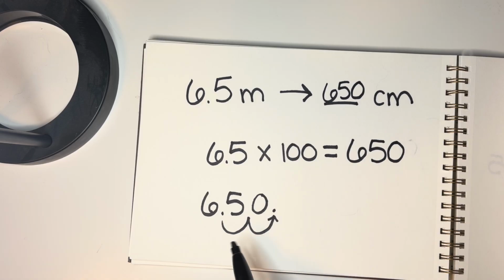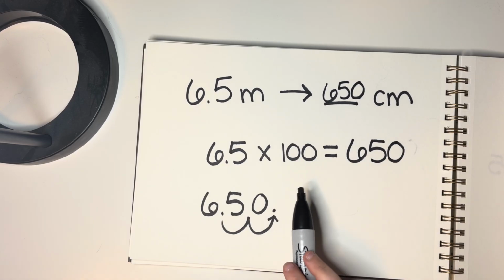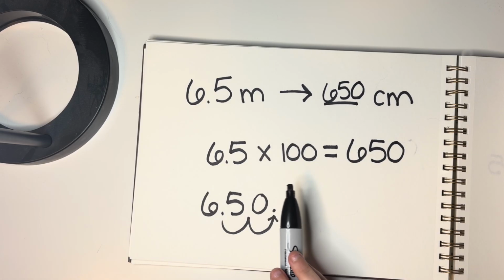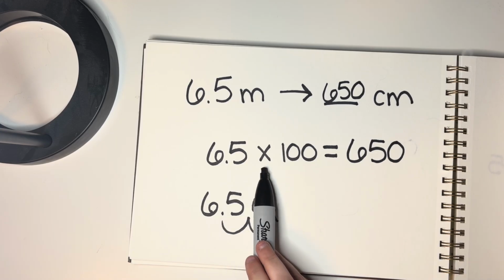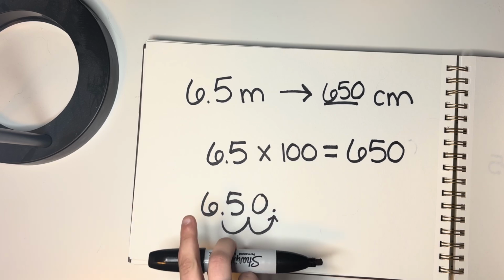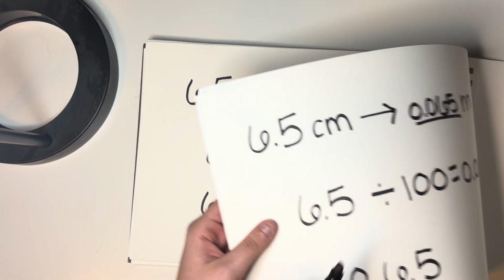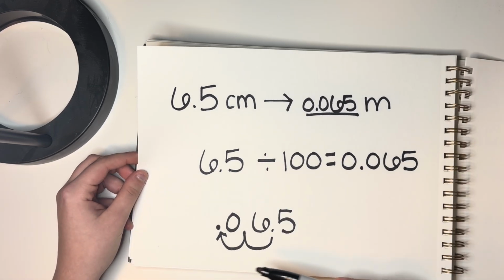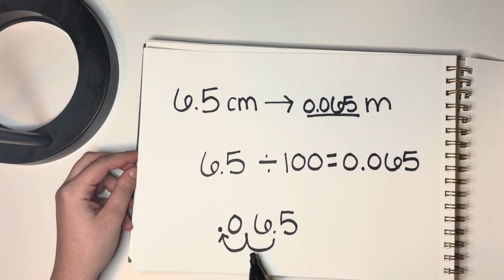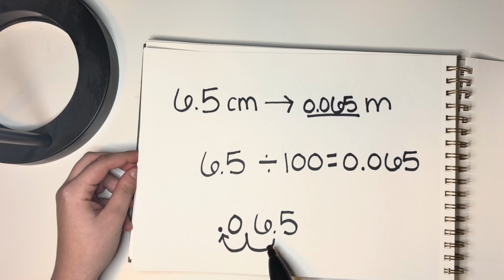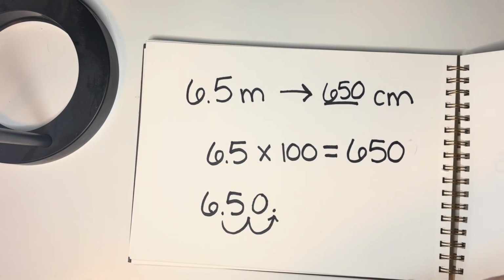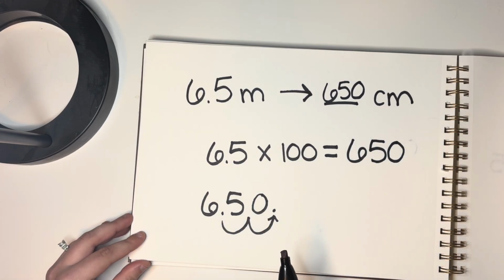So that is our basic rules for how we convert between different metric units. And again, this multiplying and dividing with a multiple of 10 works if you're multiplying or dividing by a 10, 100, or 1,000. Your student just has to know that when they multiply, their decimal moves to the right. When they divide, their decimal goes to the left. And they are moving that decimal as many times as there are zeros in the multiple of 10 that they are multiplying or dividing by.